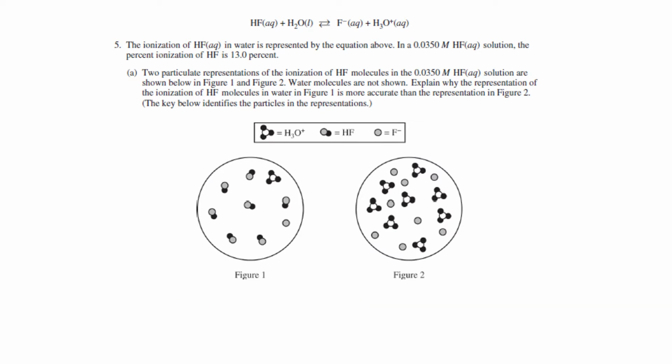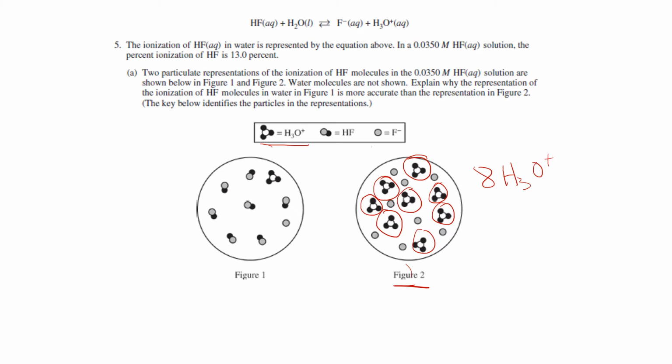In part A, they want us to compare 2 figures and explain why figure 1 is a better representation of the ionization than figure 2. So let's take a look first at figure 2 and see what's going on there. This molecule right here is my H3O, my hydronium ion. So I have 1, 2, 3, 4, 5, 6, 7, 8 of those. Probably a good idea, if they give you particulate drawings, go ahead and count how many you have of each one, and I circle them just so I know what I have.